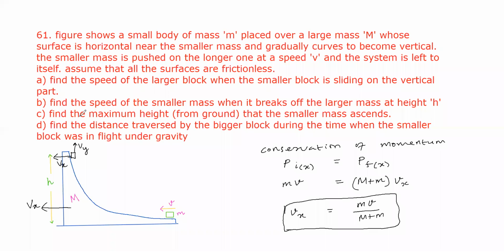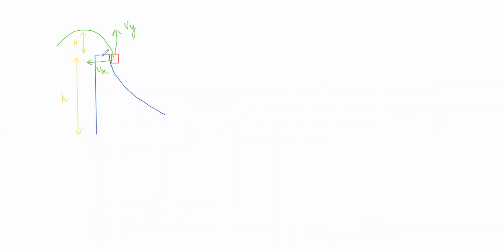Let us solve the third part. Find the maximum height from the ground that the smaller mass ascends. See here, when the smaller mass is at the maximum height of the larger block, it has a horizontal component velocity and a vertical component velocity. So when it leaves the larger block, it moves as a projectile.